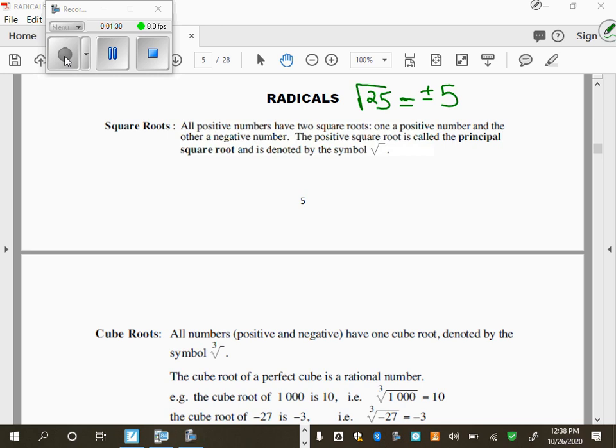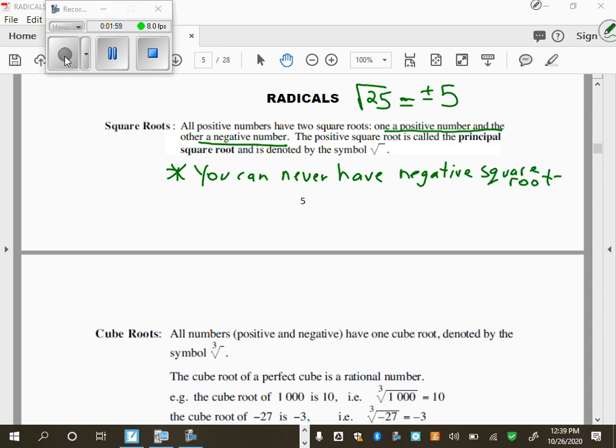Previously, you probably just had 5 because you were doing the principal square roots. Right here, one positive number and one negative number when you have a square root. Okay, write that down. Also write down, you can never have negative square roots. You can never have negative square roots.